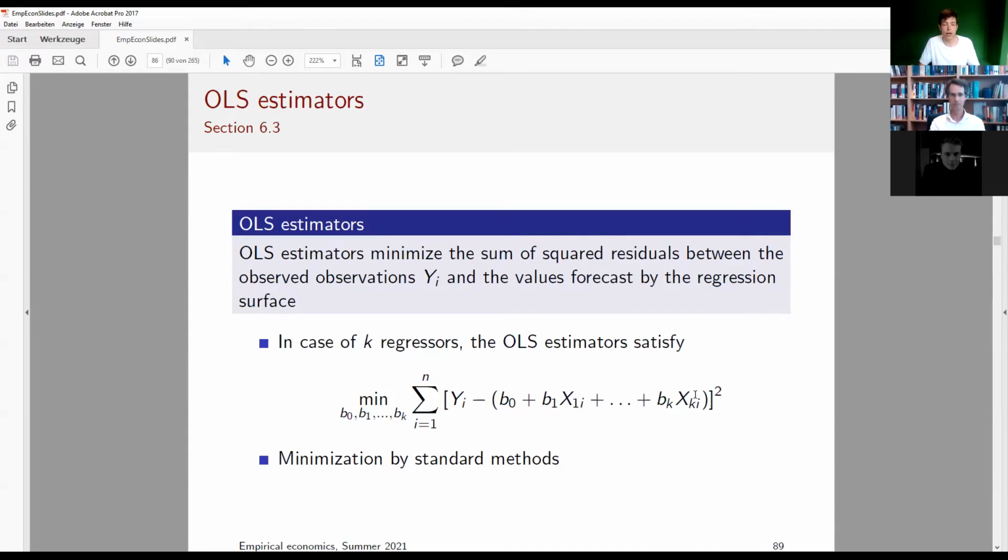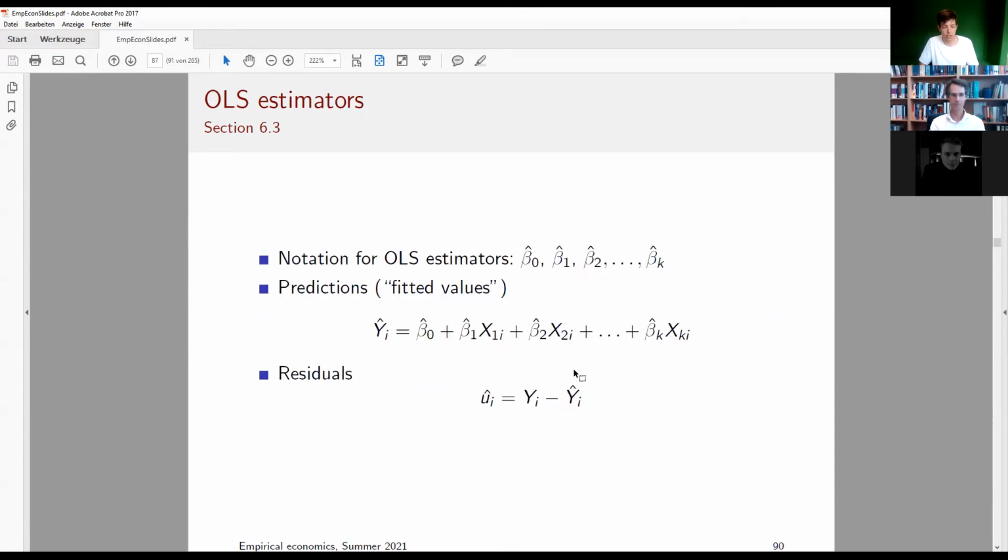And R, or any statistical software, will compute the results from this minimization routine and give us the multiple linear regression model. It gives us estimates in R for all the coefficients that we want to have estimated. The notation also stays the same. Beta 0 hat is the estimator for our constant. Beta 1 hat to beta k hat are then the estimators of our OLS coefficients of our regressors.